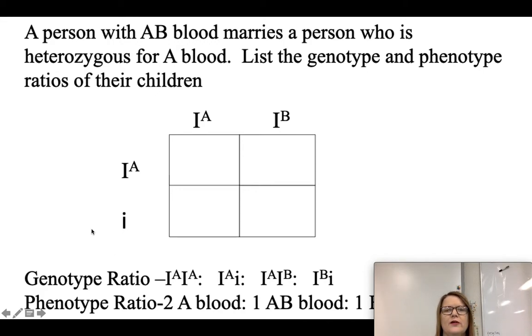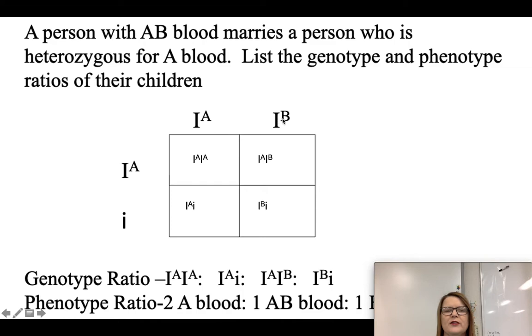So let's see what happens when we fill in this Punnett square. One of the squares will be IAIA, so that person would be homozygous dominant for type A blood. This square would be IAIB, which means this person would have type AB blood because they have A antigen and they have B antigen. Over here, we would have somebody that's heterozygous for type A blood because they have IA, which gives them the type A blood, but they're also a carrier for O blood. And this possibility would have IB for B blood and be a carrier of O blood.